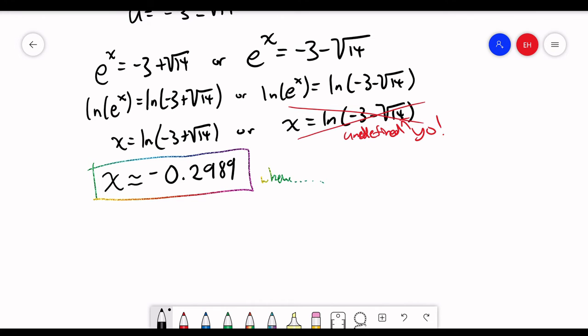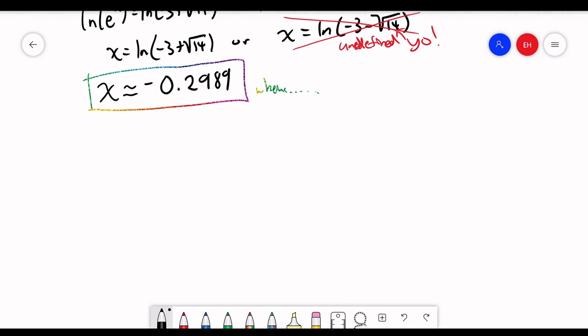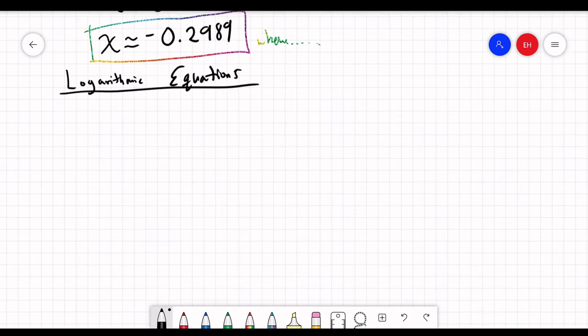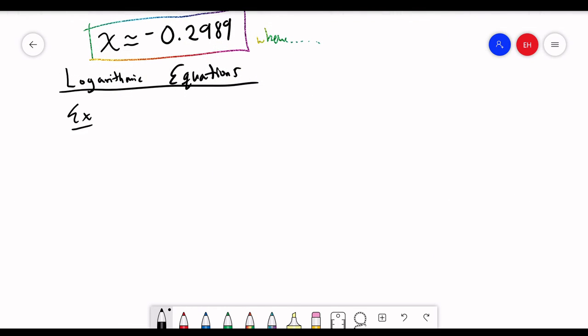Ln of negative 3 plus root 14, because root 14 is bigger than 3, right? So that's still going to be ln of a positive number. In fact, the answer is negative 0.2989. Okay, now that all that fun with exponential functions is out of the way, we can get to the logarithmic equations. How are we going to solve these puppies?